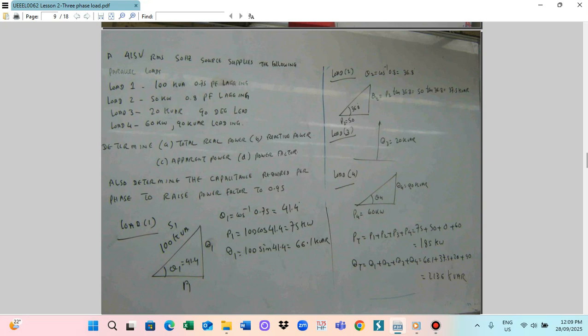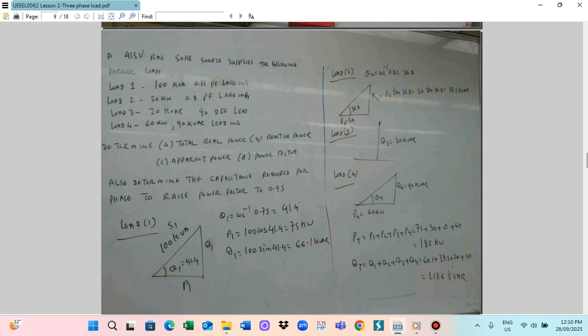Okay, firstly we have to calculate load 1. The kVA is given, so this is load 1 here. In the power triangle, the horizontal is the real power, the vertical represents the reactive power, and the hypotenuse represents the apparent power. So this becomes the 100 kVA, and power factor 0.75. This angle is theta 1, so theta 1 you can calculate as cos inverse 0.75. Then you get the angle, which becomes 41.4 degrees. So theta 1 is 41.4.